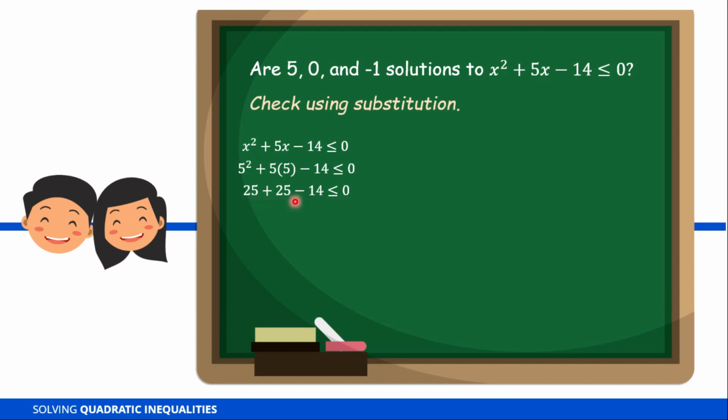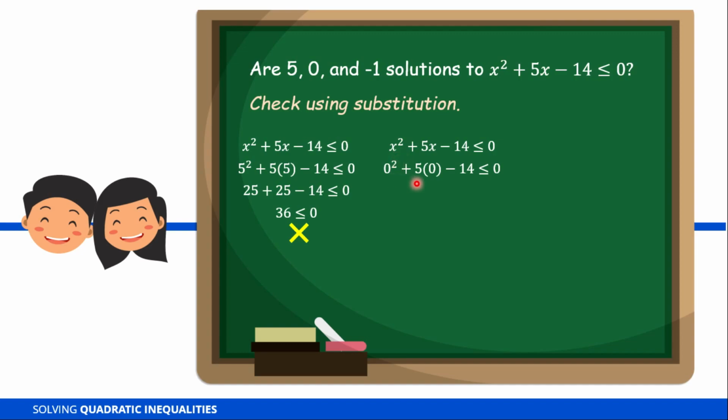Simplify 25 plus 25 minus 14. The result is 36. 36 is less than or equal to 0, which is false. Okay? So, hindi true inequality yung naging result gamit yung positive 5. Now, let's check 0. Ipalit natin sa variables na x.